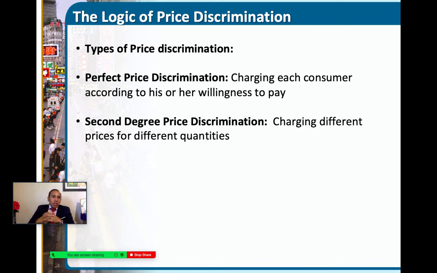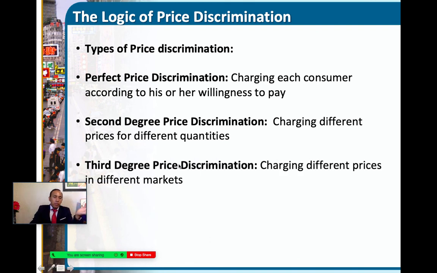Or you can have second-degree price discrimination or pricing strategy. Again, I'm replacing the word price discrimination with pricing strategy. Second-degree price discrimination or pricing strategy: you charge different prices for different quantities that you're offering to the market. Third-degree price strategy is you just charge different prices to different markets.